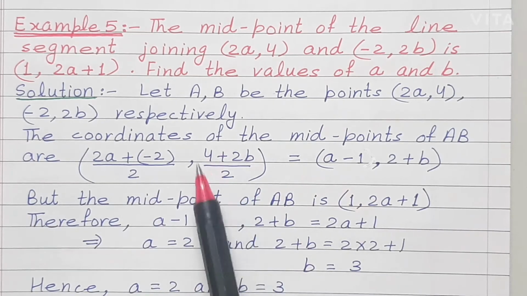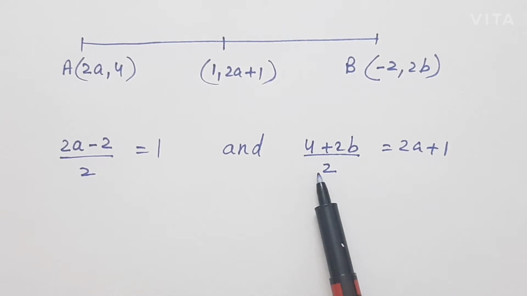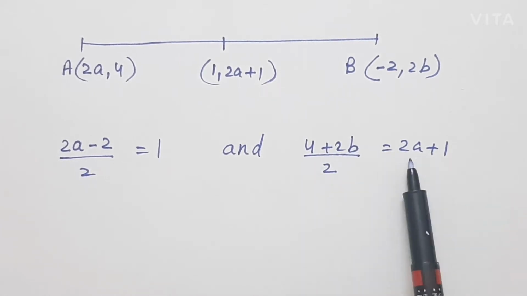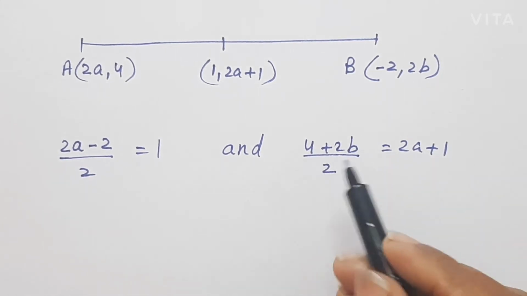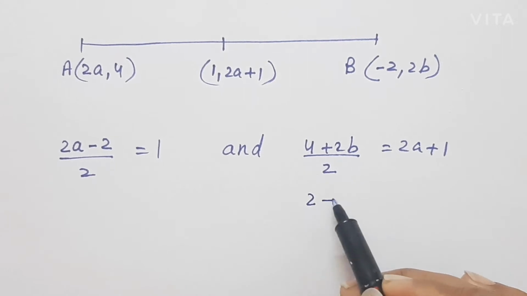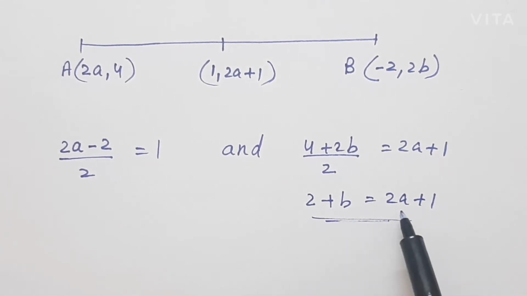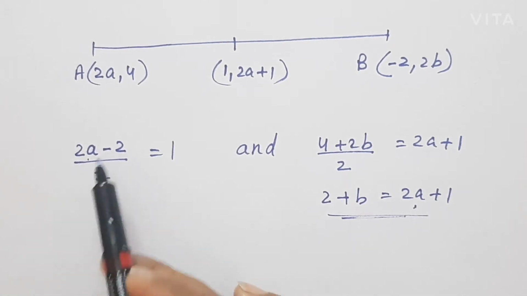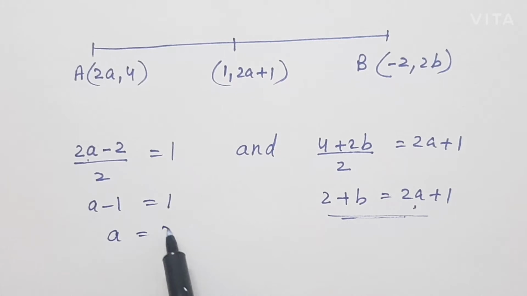And in the second equation, we have (4 + 2b)/2, that is equal to 2a + 1. Now students, you can take 2 common here. Then it will become 2 + b equal to 2a + 1. But for this, first of all, let us calculate the value from equation A. Now see, equation A is a - 1 equal to 1. So a is equal to 2.